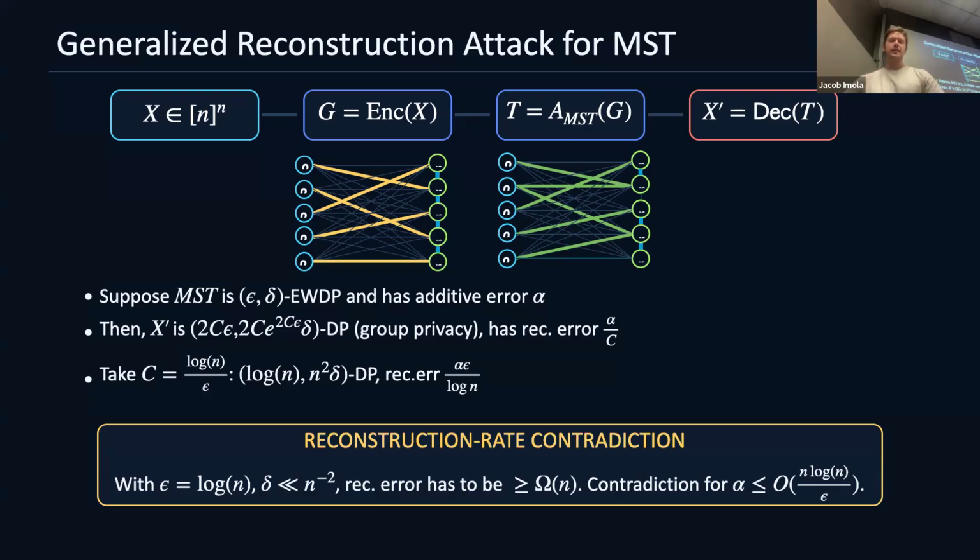And that now is just a contradiction of what the reconstruction lower bound said. Because with epsilon taken to be log n, you are still not able to reconstruct a dataset drawn from n to the n, you must have linear error. So we know the reconstruction error has to be omega n. And so we have a contradiction as long as alpha is less than n log n over epsilon.